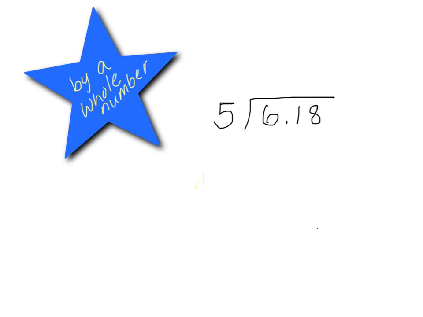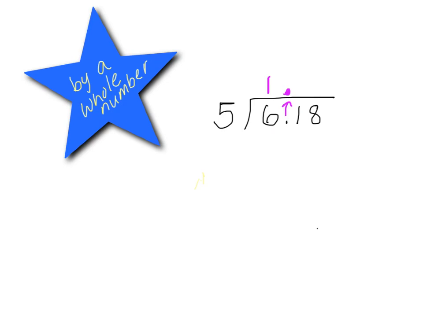The first way we're going to learn today is dividing a decimal by a whole number. So our first step when dividing a decimal by a whole number is to bring the decimal point in the dividend straight up into the quotient. That is always going to be our first step. Step number 2 is to divide the ones. So here we have 5 into 6, and we know that goes 1 time.